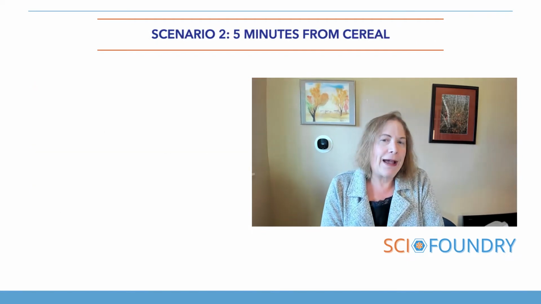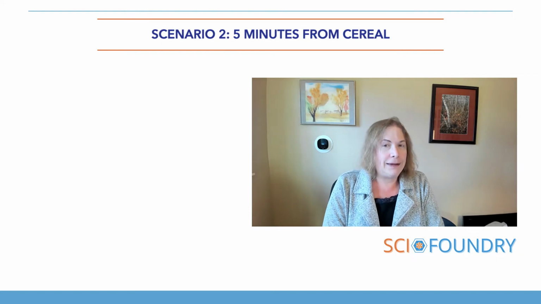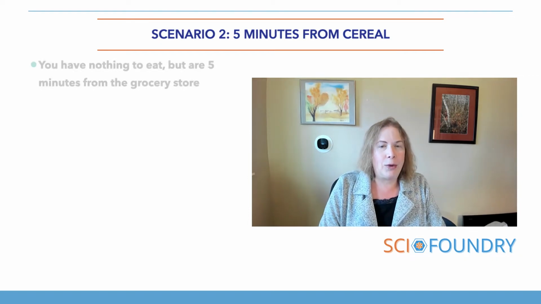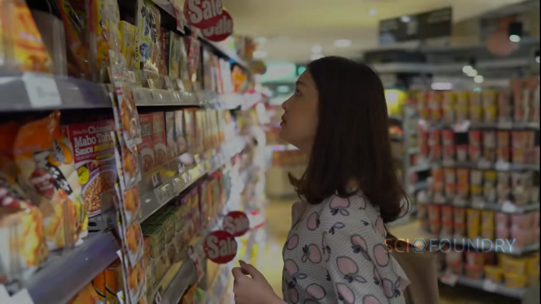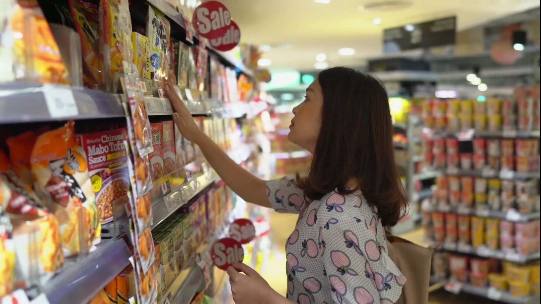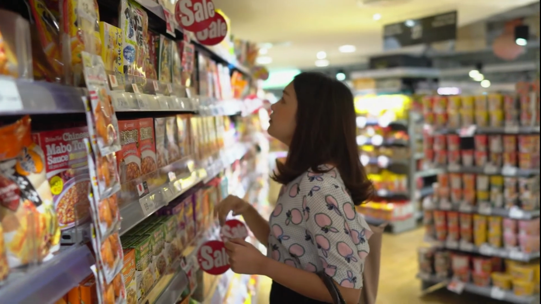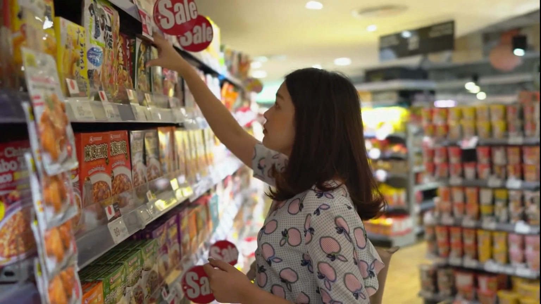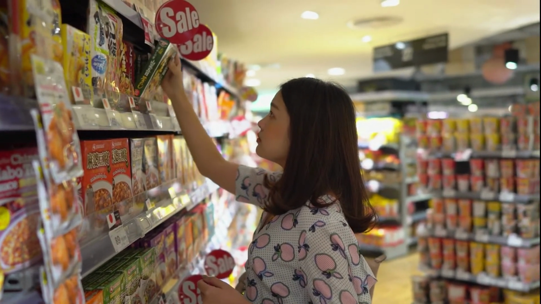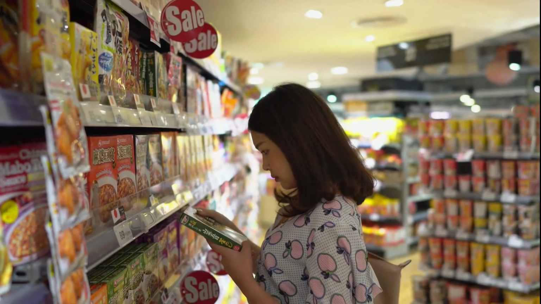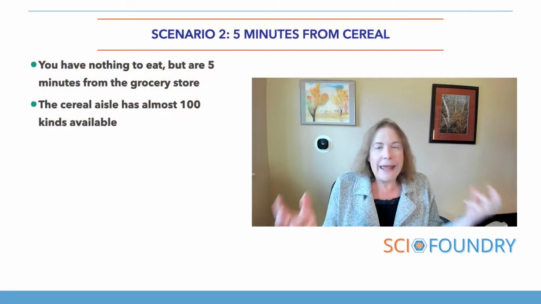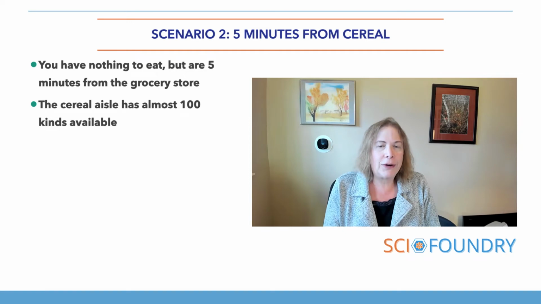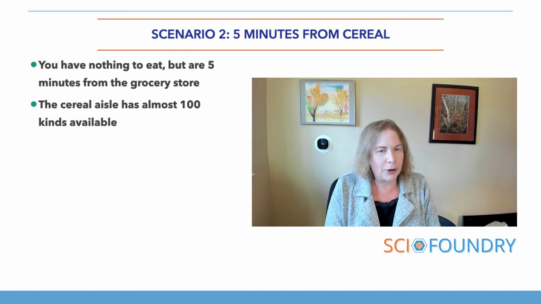So let's compare that to scenario number 2. Let's say you have nothing to eat for breakfast, but you are 5 minutes away from cereal. You can get to the grocery store quickly and easily, and you go into the cereal aisle and it has almost 100 different kinds of cereal available, all arrayed out. You aren't going to pick them all. You know, you're not going to take home 100 different boxes of cereal unless it's kind of a bizarre experiment, right?